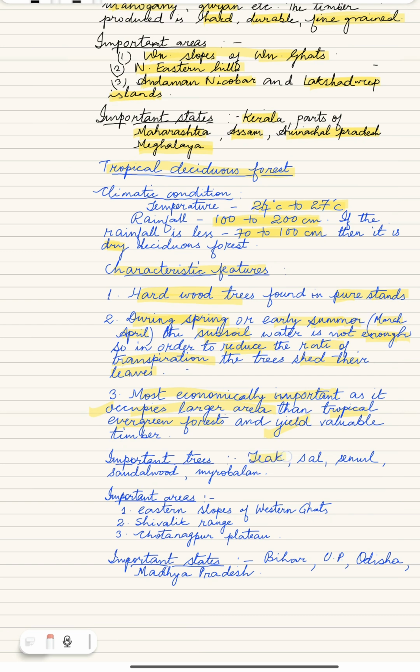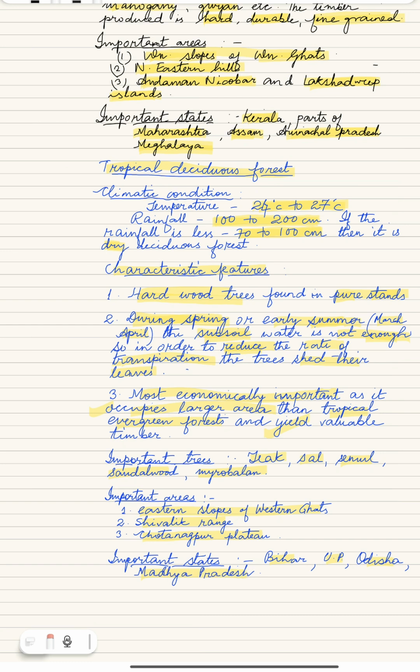Important trees: teak, sal, shimul, sandalwood, myrobalan. Important areas: eastern slopes of Western Ghats, Shivalik Range, Chota Nagpur Plateau. Important states: Bihar, Uttar Pradesh, Orissa, Madhya Pradesh.